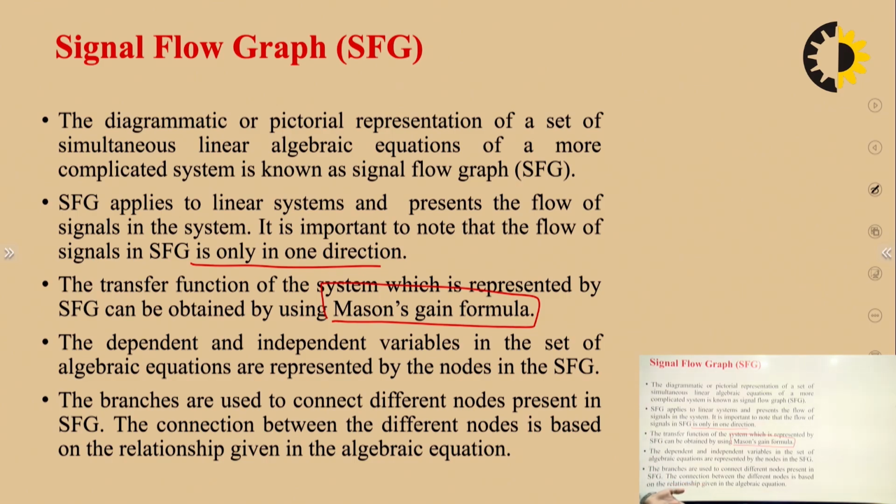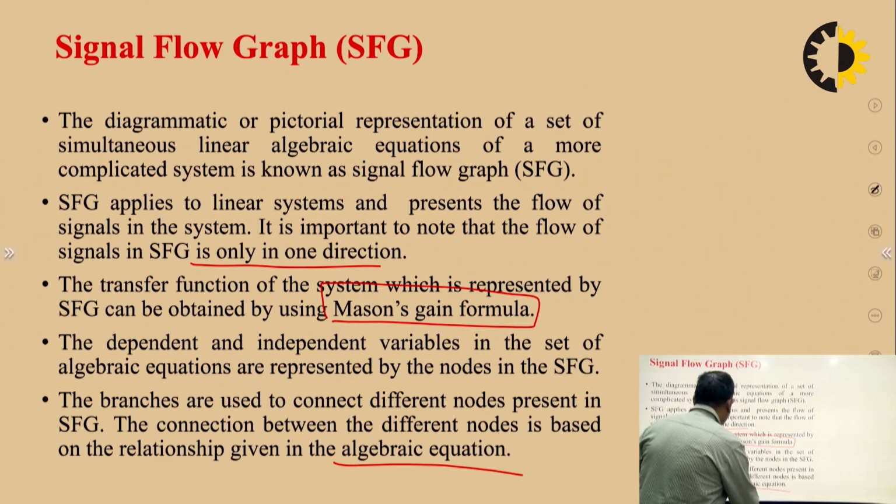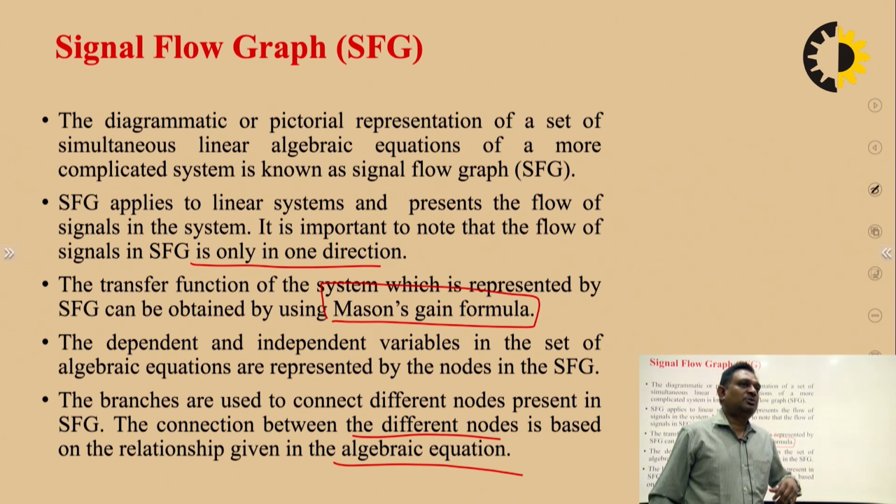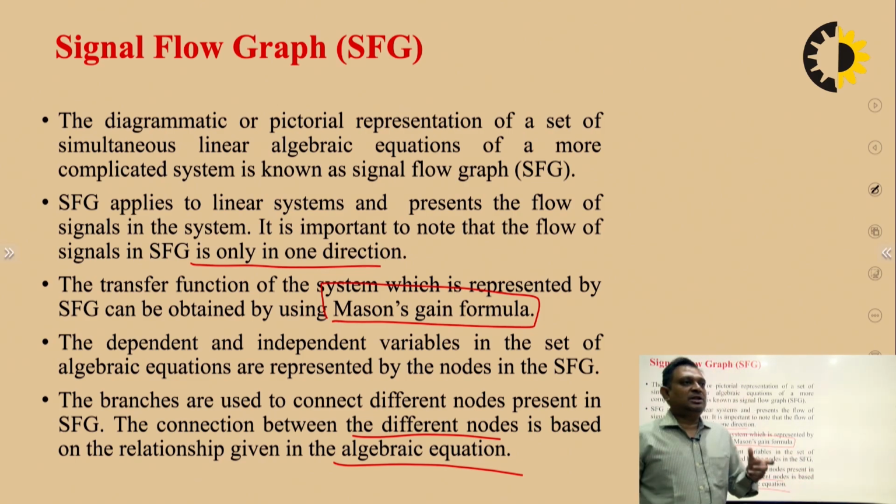So a node is defined like this. The branches are used to connect different nodes present in the SFG. The connection between the different nodes is based on the relationship given in the algebraic equations. Branches are used to connect two nodes, and each branch has some transmittance value. If you compare it with the block diagram, this is nothing but the transfer function of that block. The transmittance is written over the branch.